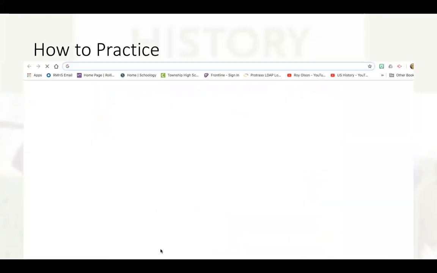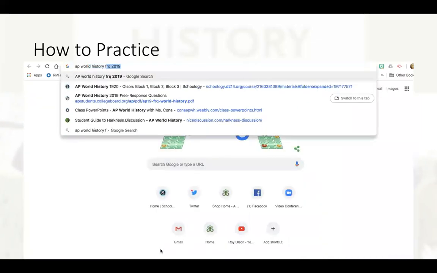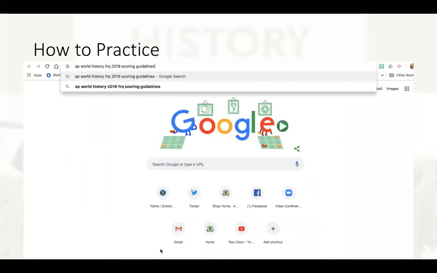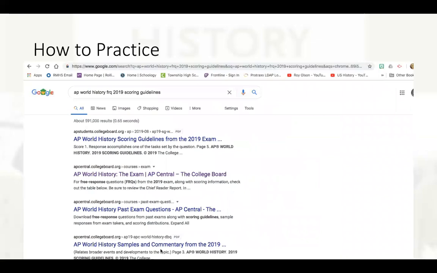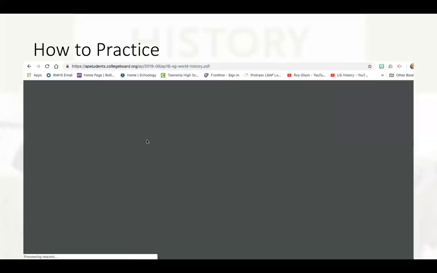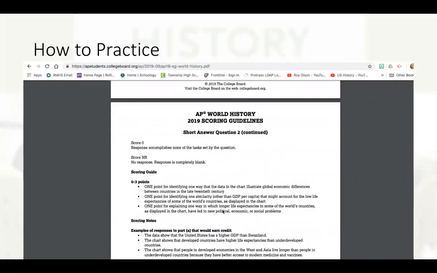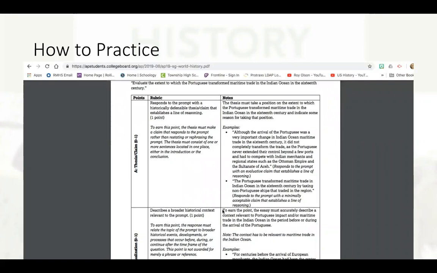Now, how do you check whether you're good at it or not? Well, if you go back to Google and type in AP World History FRQ 2019 scoring guidelines, that brings up the answer key. Voila, it's like math class in the back of the book. How wonderful. If you click on the first link that comes up, you will be at the scoring guidelines and all the answers to that year's test, which I know human geo test takers are already experts at.